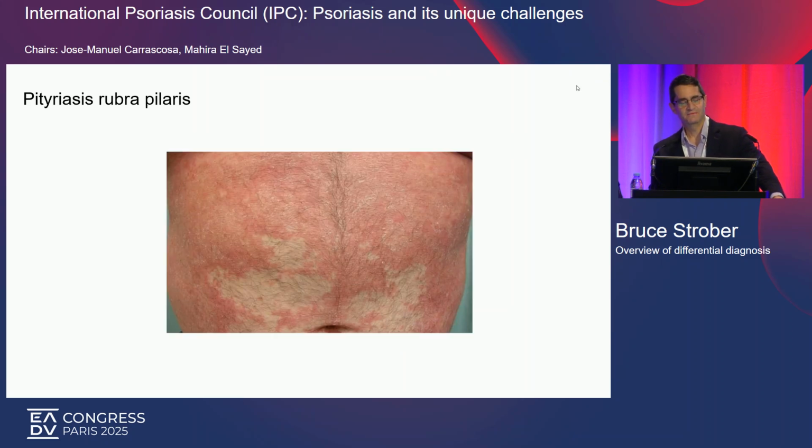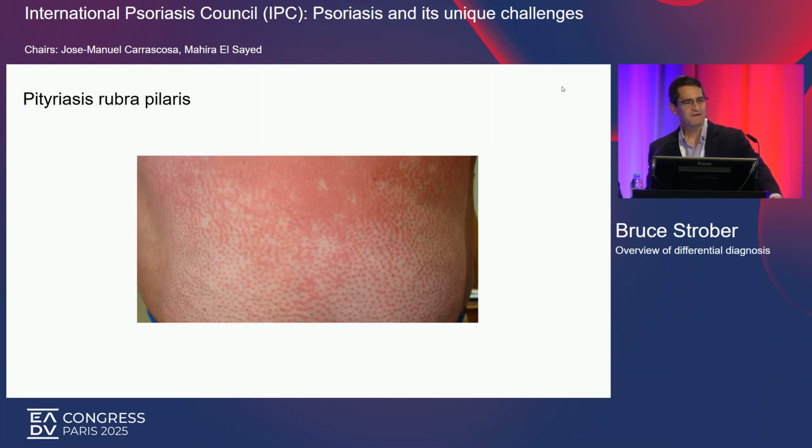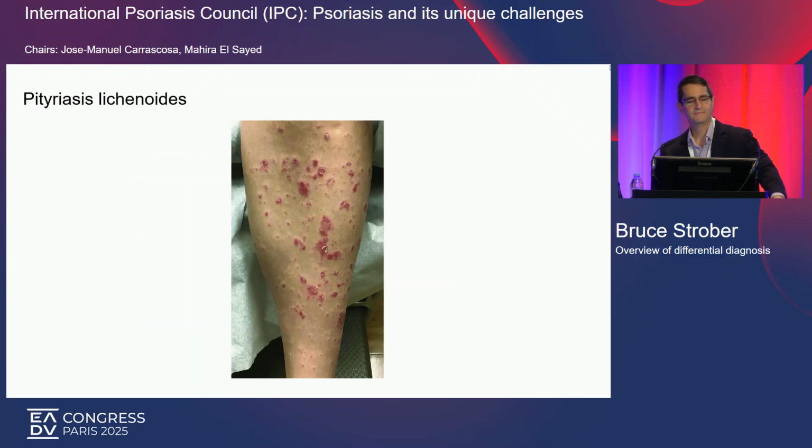Again, this kind of look is more unique to PRP. Perifollicular erythema. This is very typical PRP. I don't think it'd be easy to mistake this for psoriasis if you saw regions of the body that had this kind of perifollicular salmon color to it, islands of sparing.